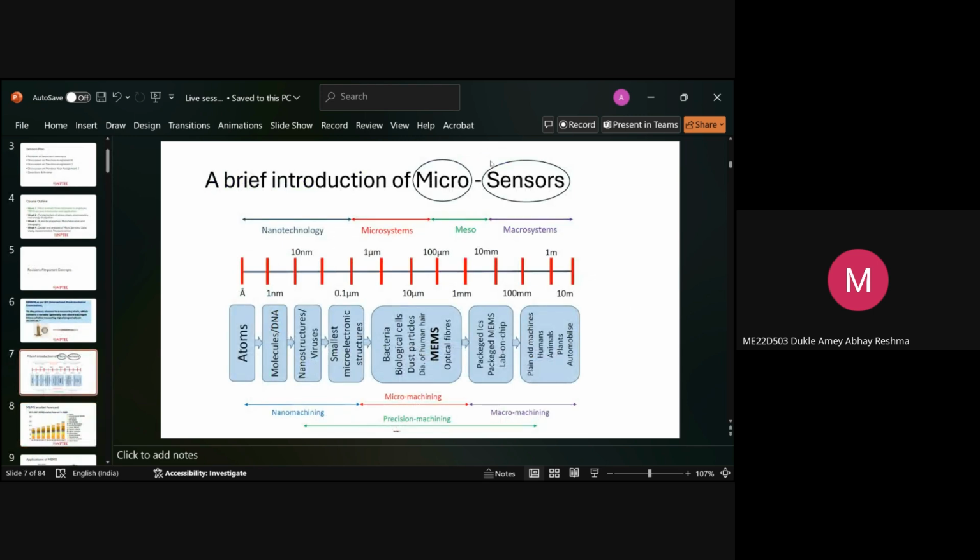Now, since we are well aware of what a sensor is, we'll go into the first term, what micro means.